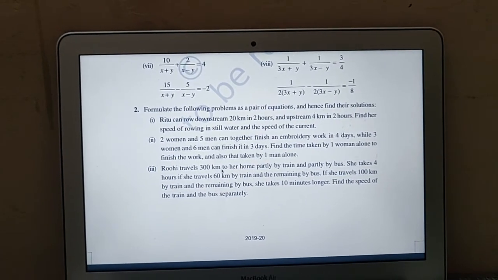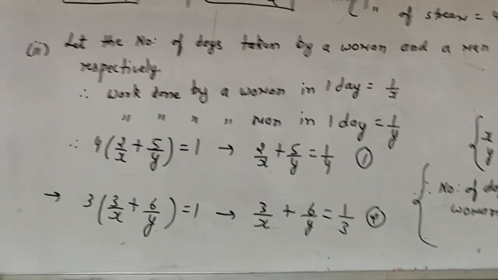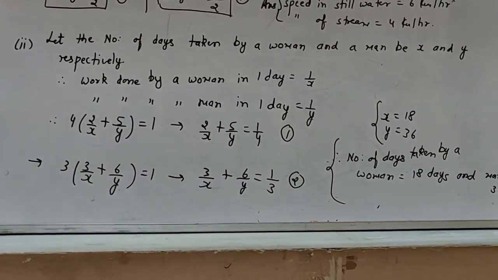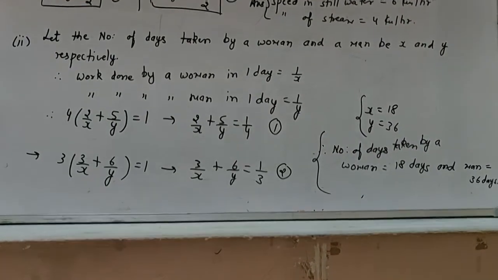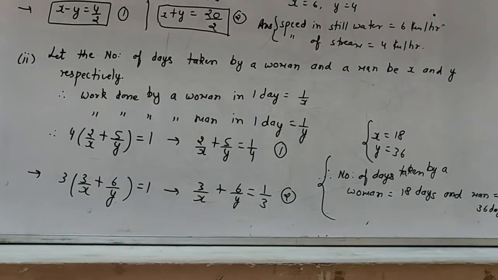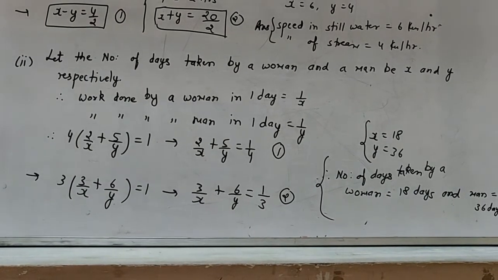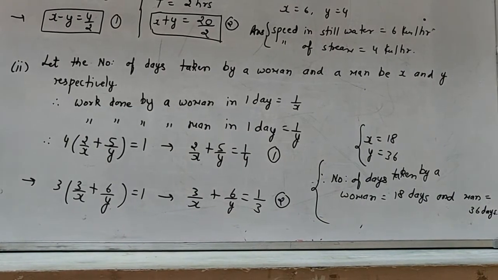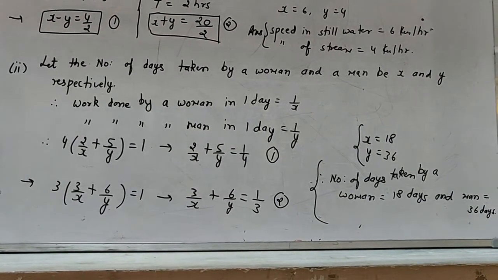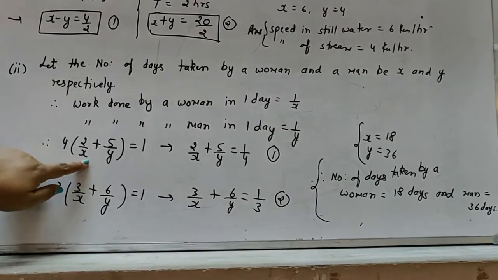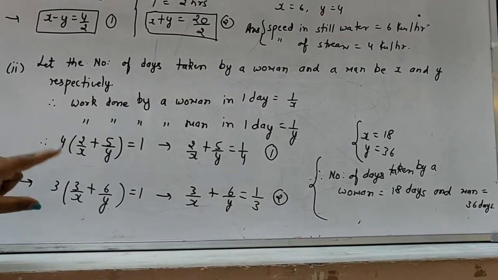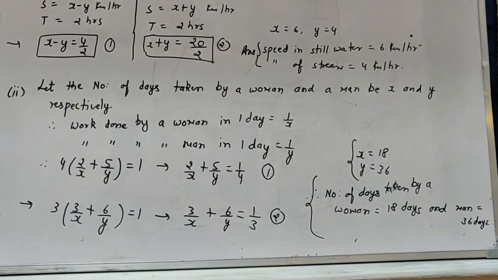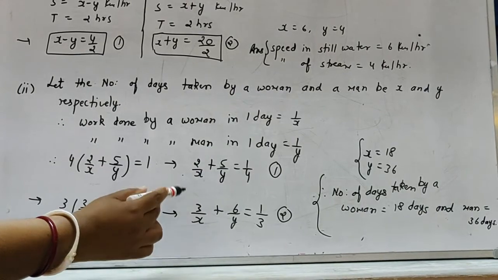And if you want to write the statement properly, you have to write like this: let the number of days taken by a woman and a man be x and y respectively. Therefore, the work done by a woman in 1 day will be 1 upon x. Similarly, the work done by a man in 1 day will be 1 upon y. So 2 women and 5 men can finish a work in 4 days. So 4 into 2 upon x plus 5 upon y is equal to 1, because the complete work is 1. So this equation will turn as 2 upon x plus 5 upon y is equal to 1 upon 4. This is your first equation, the way I told you.